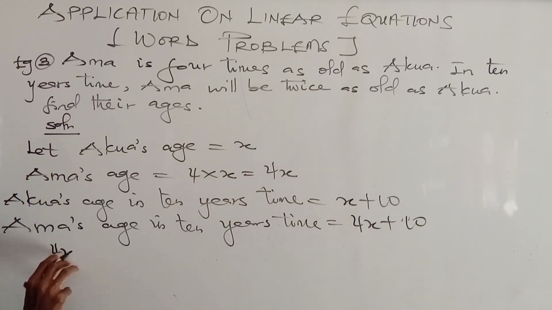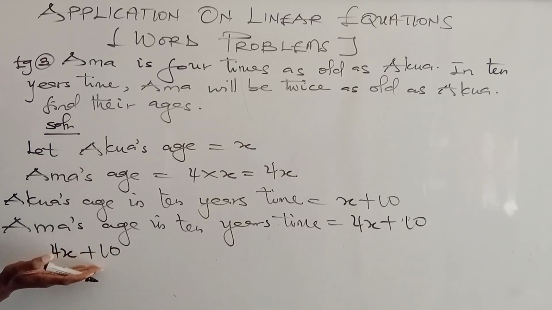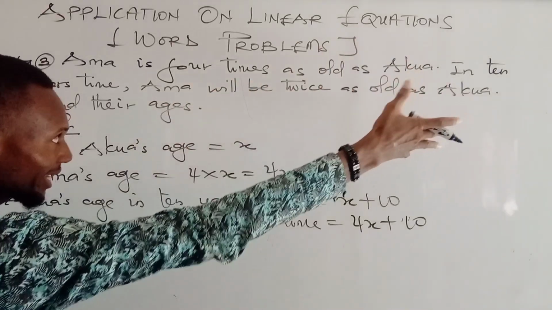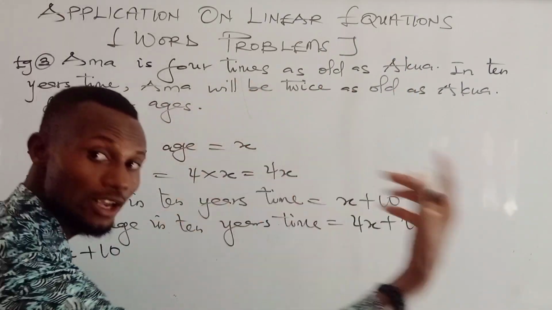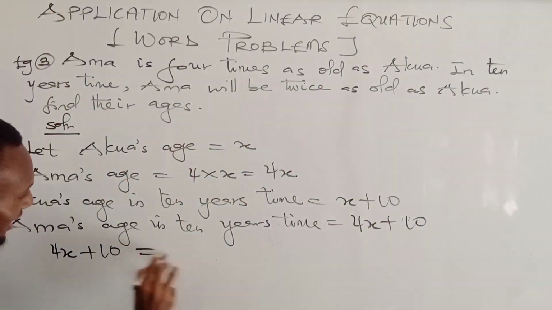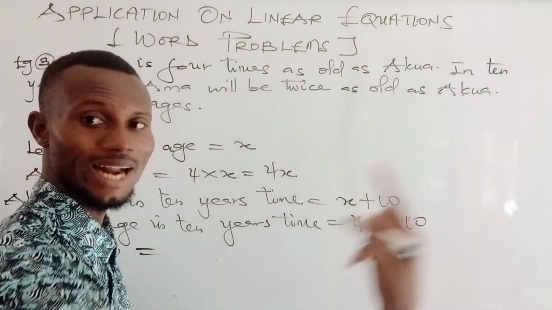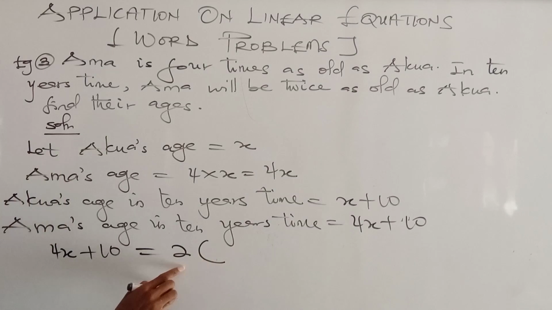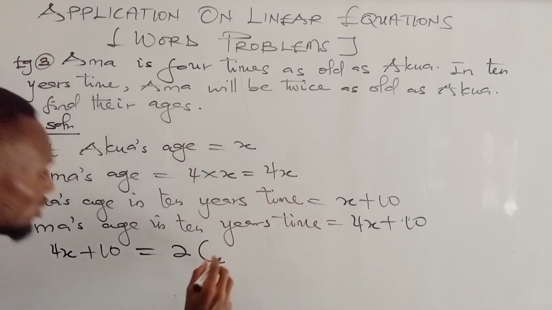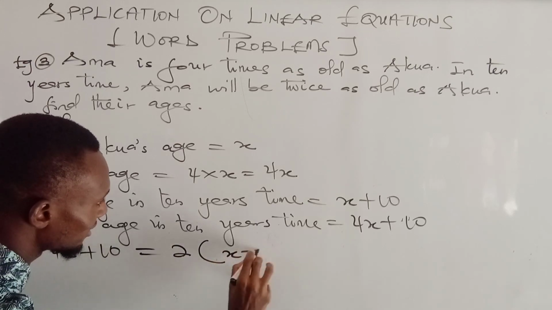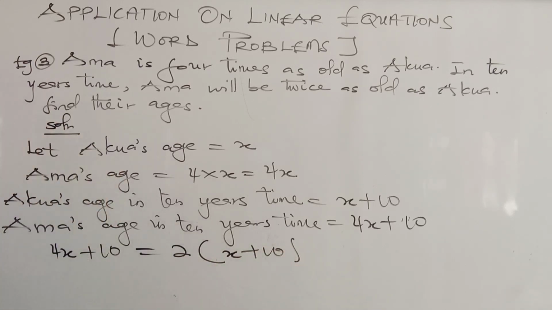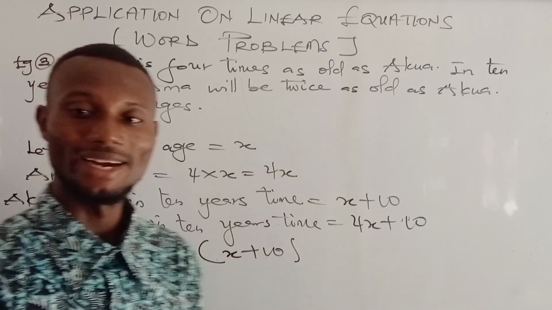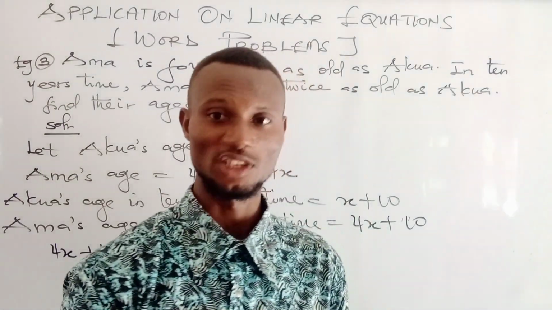So 4s plus 10, which is Ama's age in 10 years time, will be, and will be means what? Equal to. So will be twice as old as Ikea. So 2 times Ikea's age in that 10 years time, so 2 times s plus 10. I hope you understand the explanation up to this point.